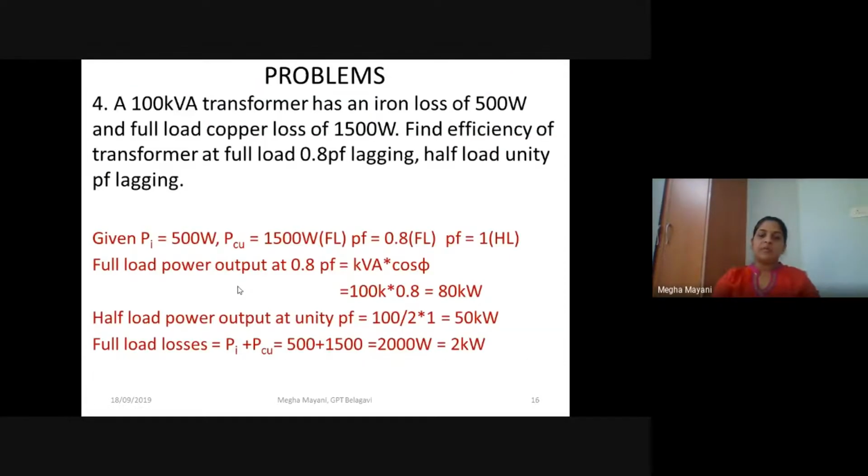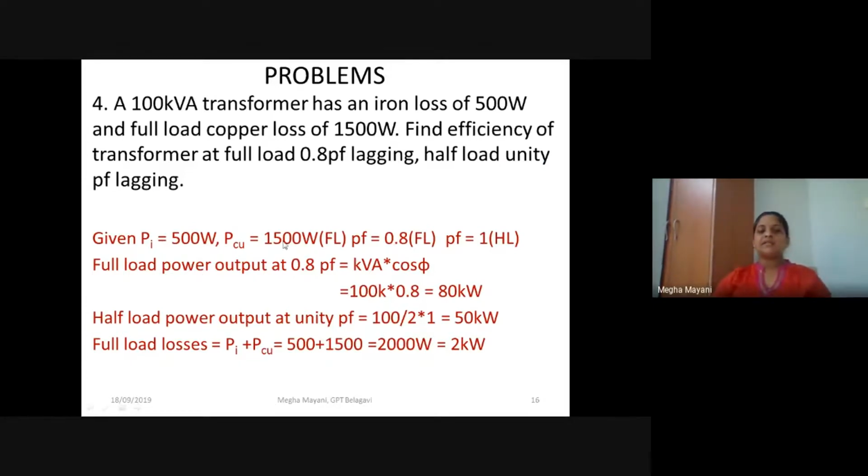Now we can take up a problem to find the efficiency of a transformer. A 100 kilovolt ampere transformer has an iron loss of 500 watts and full load copper loss of 1500 watts. Find the efficiency of the transformer at full load with 0.8 power factor lagging and half load with unity power factor.